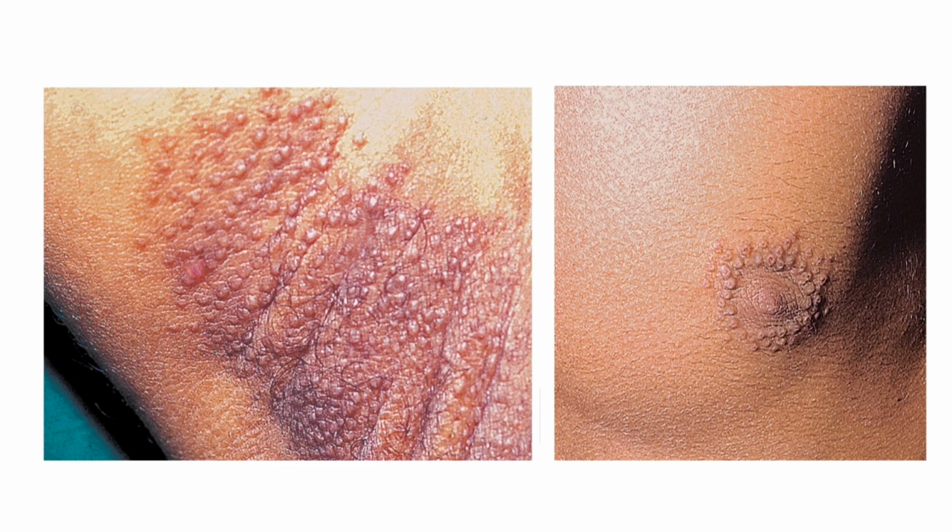This is the picture showing flesh colored, monomorphic, symmetrically distributed, follicular based, mildly erythematous papules in the axillary region. The second picture shows flesh colored, follicular based papules around the areola in the breast region.